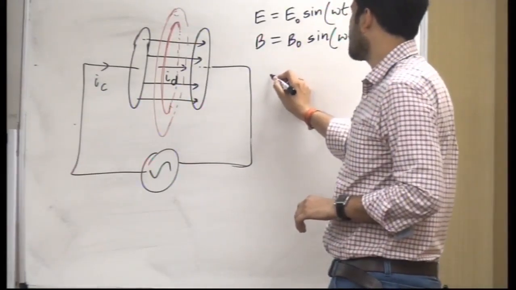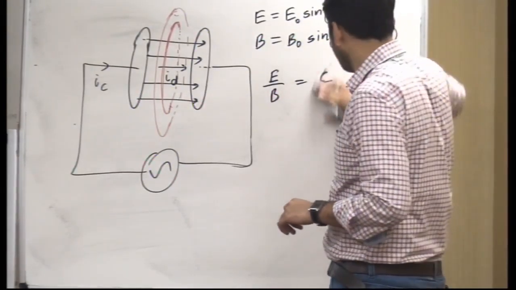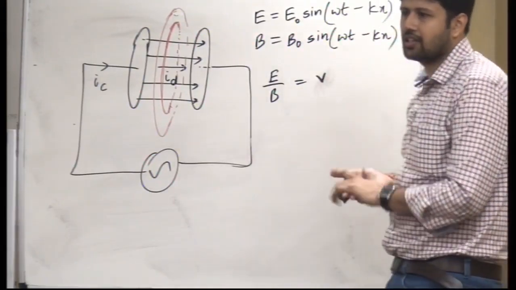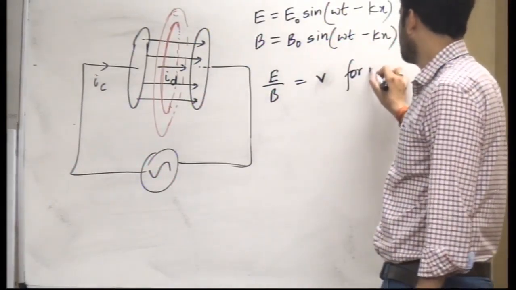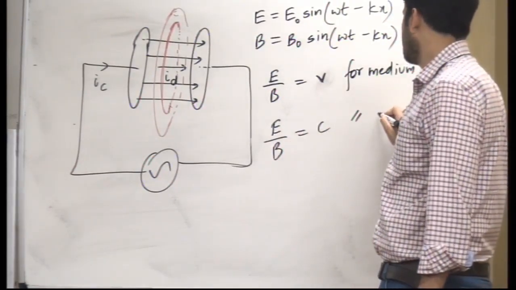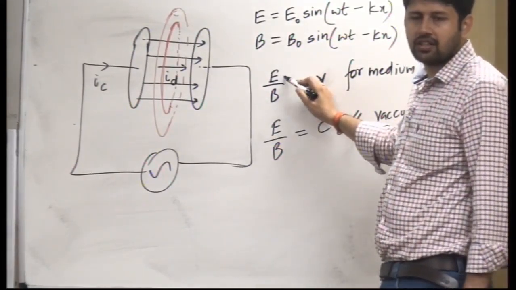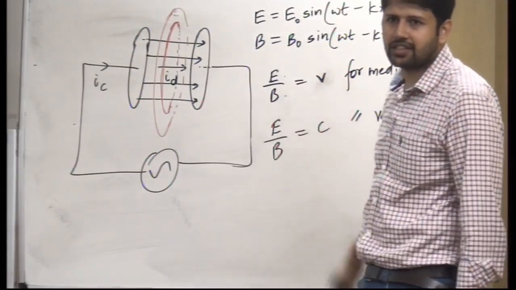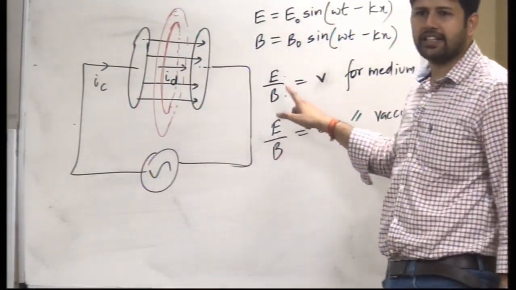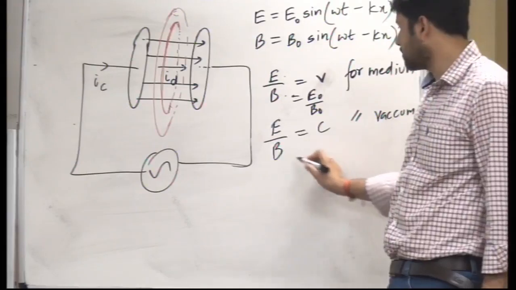I won't be deriving this relation: E by B is C is actually V, B is V for any medium, and it would be C for vacuum. This is the electric field at a point, this is the magnetic field at a point at any time t. E and B are electric and magnetic fields at any time t. This ratio remains constant even for maximum possible values.